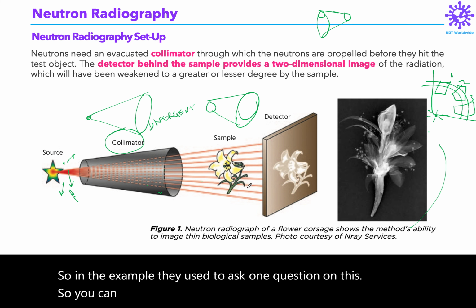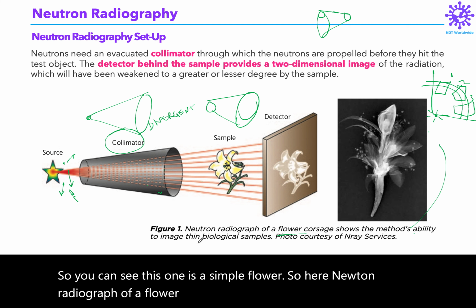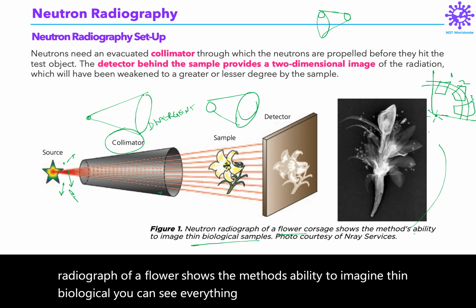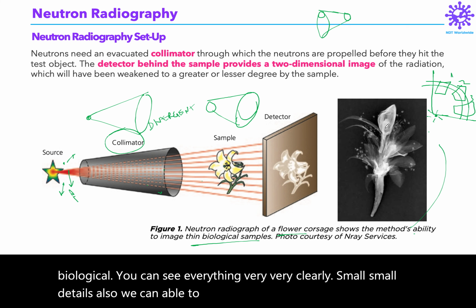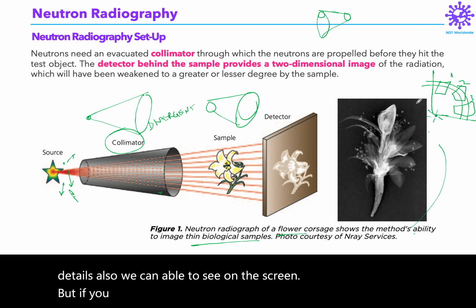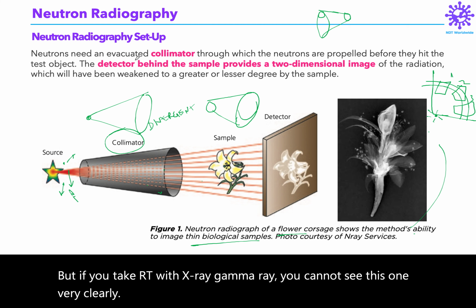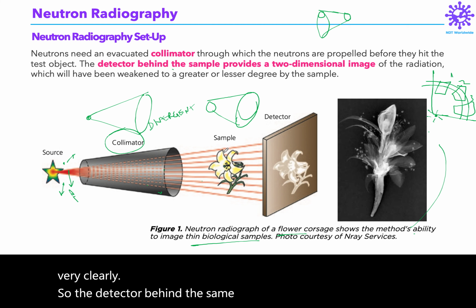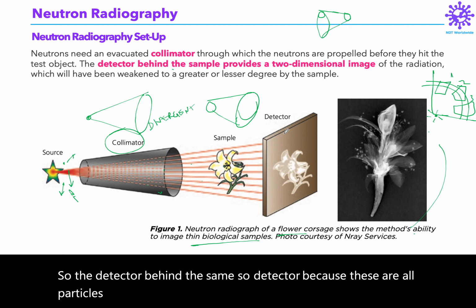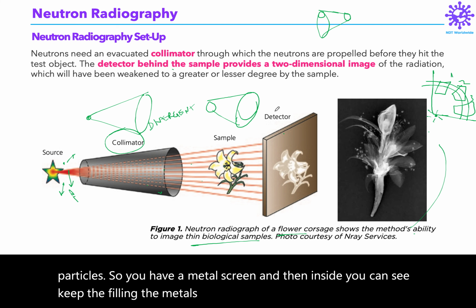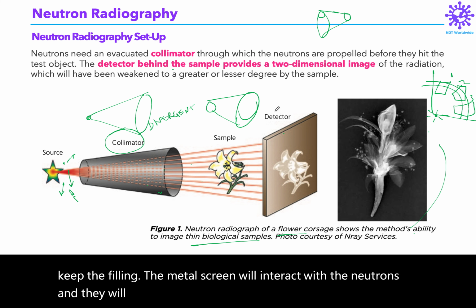You can see this one is a sample flower. Here the neutron radiograph of a flower shows the method's ability to image thin biological samples. You can see everything very clearly. Small details we are also able to see on the screen. But if you take RT with X-ray or gamma ray, you cannot see this very clearly. Okay, now the detector behind. Because these are all particles, you have a metal screen, and then inside you keep the film. The metal screen will interact with the neutrons and produce some energy, and then the film will get exposed.